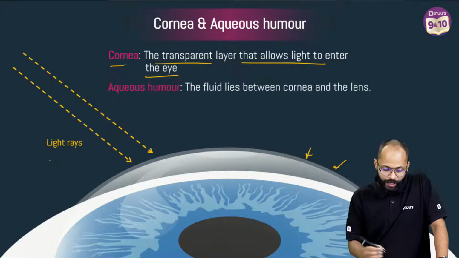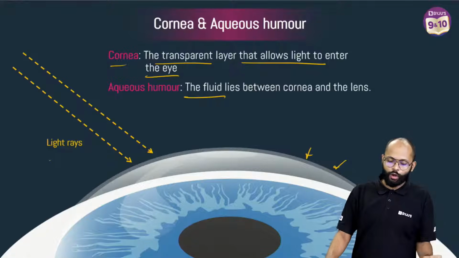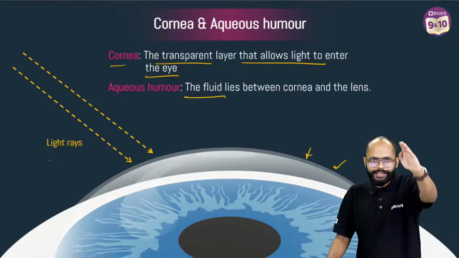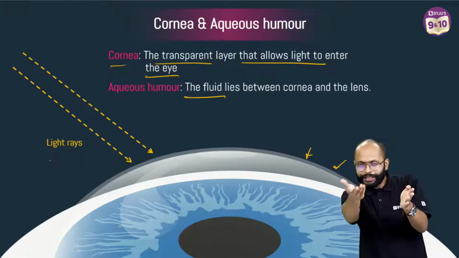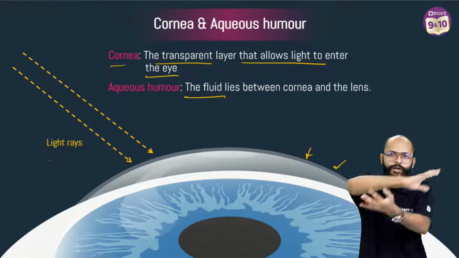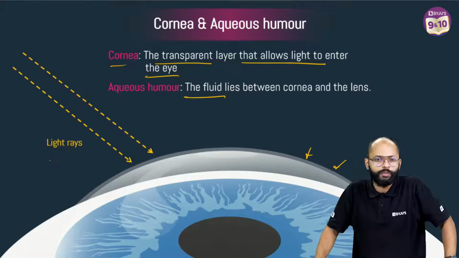Aqueous humor, the fluid that lies between the cornea and the lens. So cornea is the first layer. Next to it is the lens, right? So in between there is a fluid. This fluid is called aqueous humor.